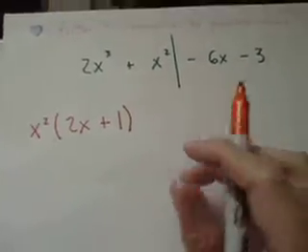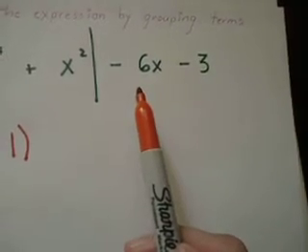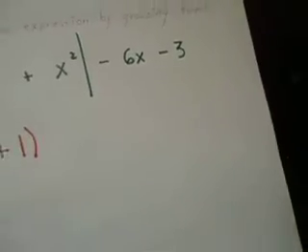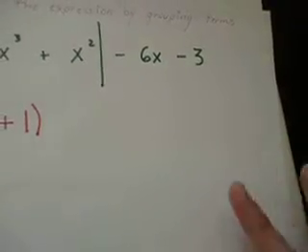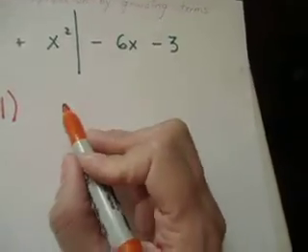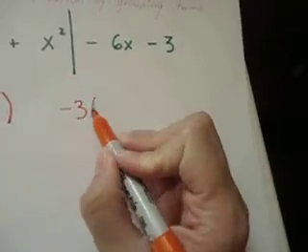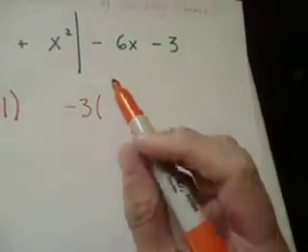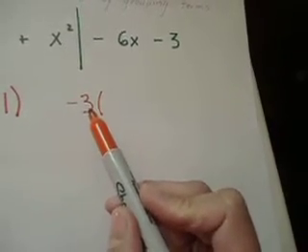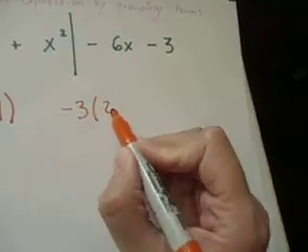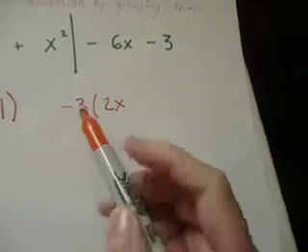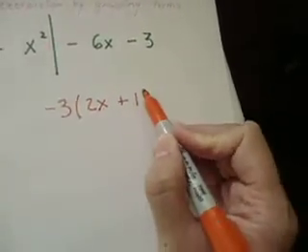Close parentheses. The second part, we have negative 6x minus 3. Notice they're both negative. So right here, let's take out a negative number. Let's take out a negative 3. Taking out a negative 3, what do we have left? Let's take negative 6 divided by negative 3. What is negative 6 divided by negative 3? That's going to give us positive 2x. And negative 3 divided by negative 3 gives us a positive 1.